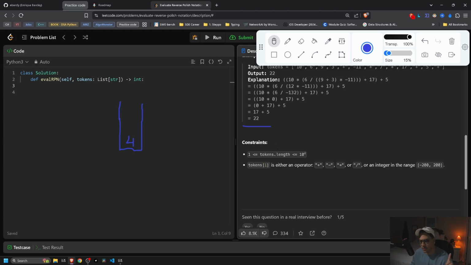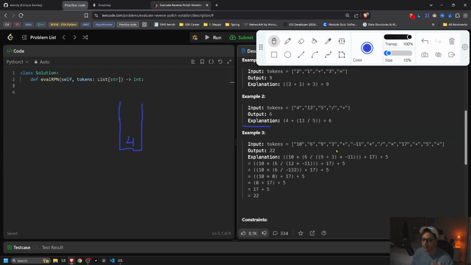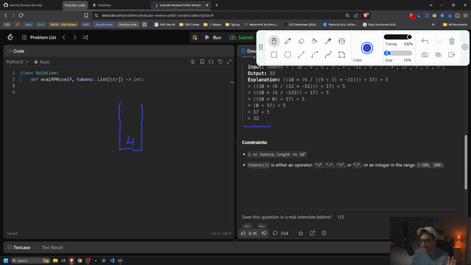Let's go ahead and read the constraints. The length of the tokens array is going to be all the way up to 10 to the 4. And again, 32-bit integer for pretty much all operations here. We're going to be looking for at least linear time complexity. Why? Because that's a decent input array. If we can do something better, even better, but the fact that we have to iterate over all of them to add or subtract the integers and characters tells me we're at least dealing with linear time.